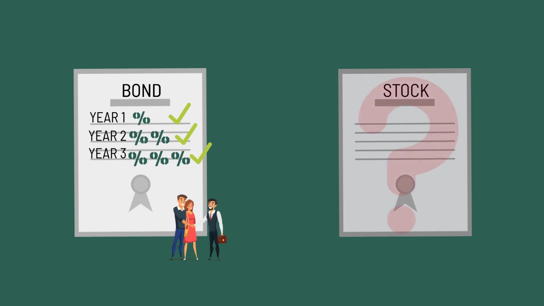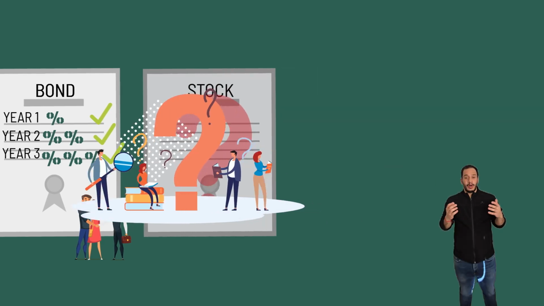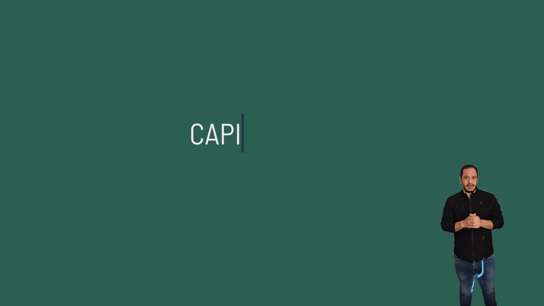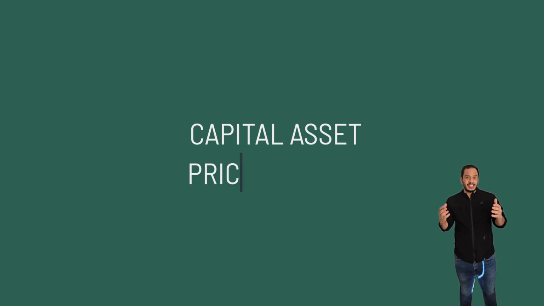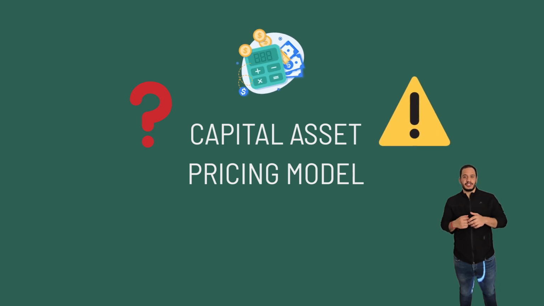But what about equity holders or investors? How do we know if we should be happy or not about a certain return? And where's that benchmark from a good and a bad return? Well, that is exactly what the capital asset pricing model helps us know. By the end of this video, you will understand what CAPM is, how it's calculated, and the potential flaws it has. So let's get into it.